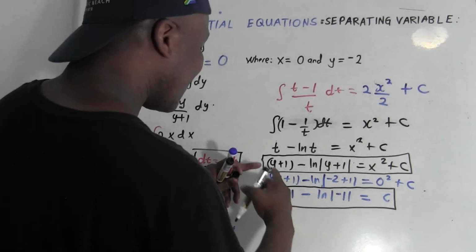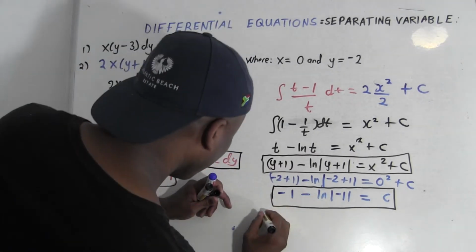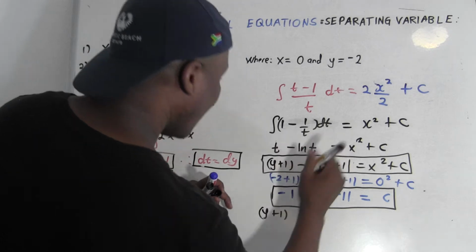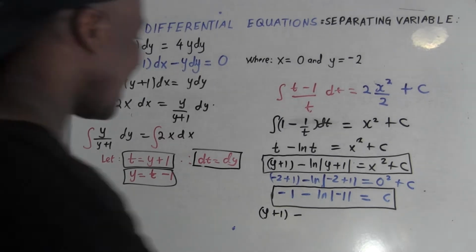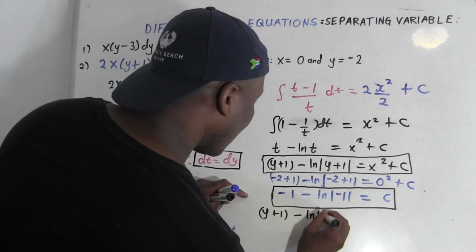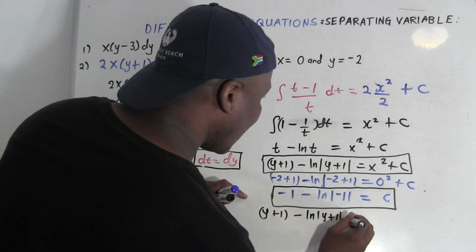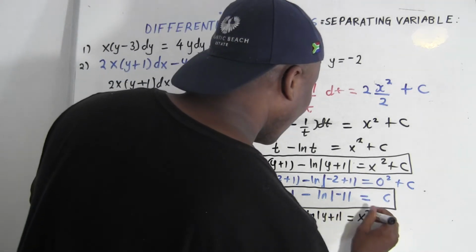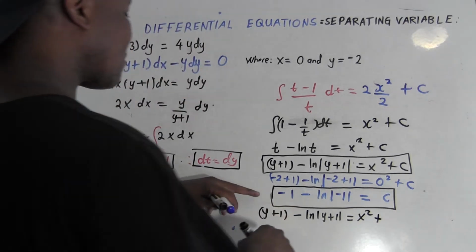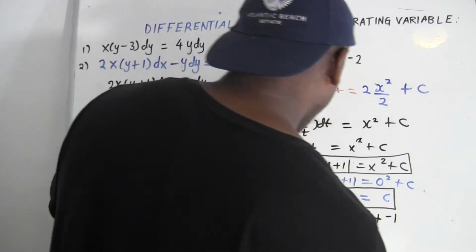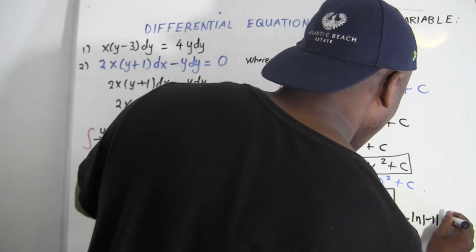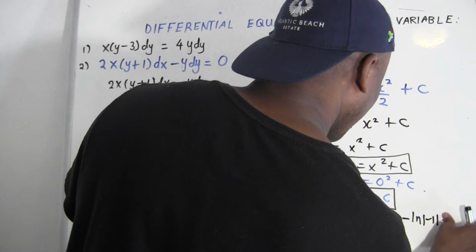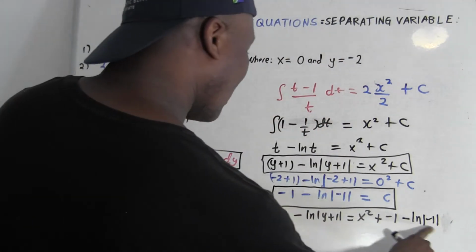So then we're going to have y plus 1, and then minus ln of the absolute value of y plus 1, equals x squared plus c. What is c? It was equal to negative 1, so negative 1 minus ln of negative 1. My apologies.